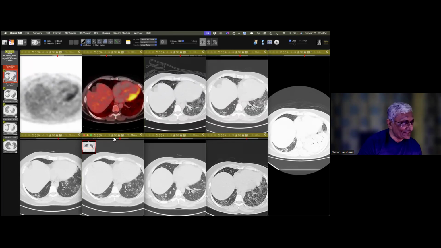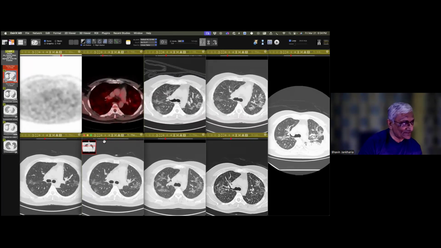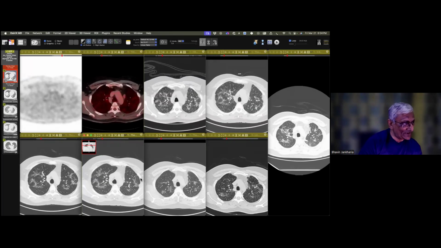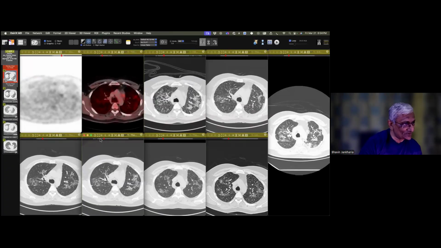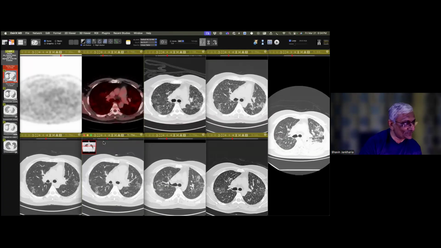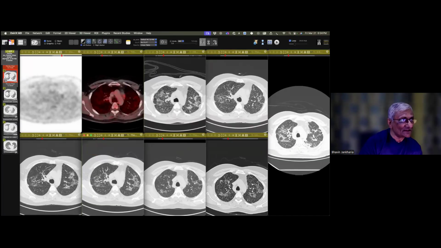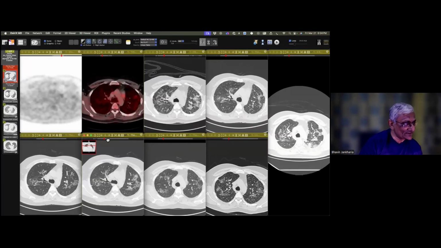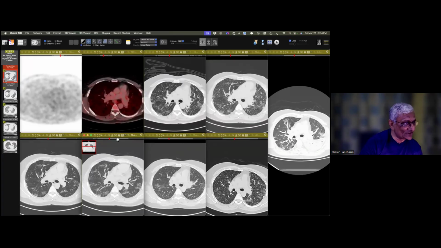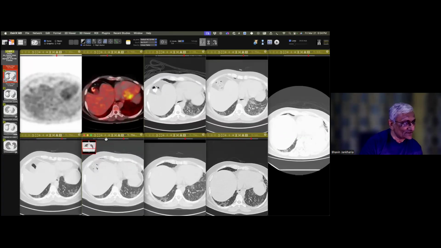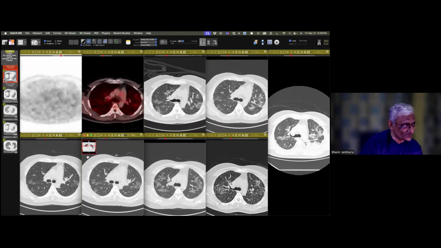But having said that, these opacities here in the left upper lobe have actually kind of progressed a little bit. And that was, I think, a little disconcerting. And we were therefore wondering whether it was a TB sarcoid kind of situation.